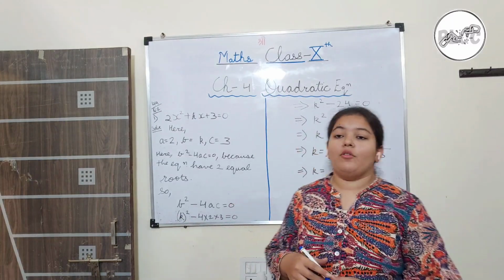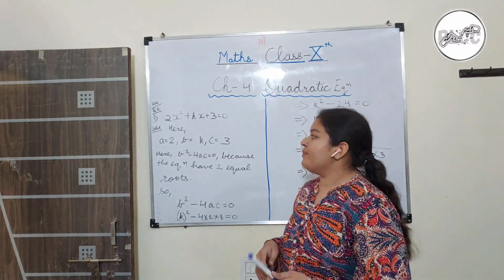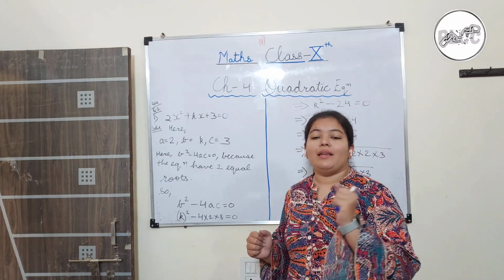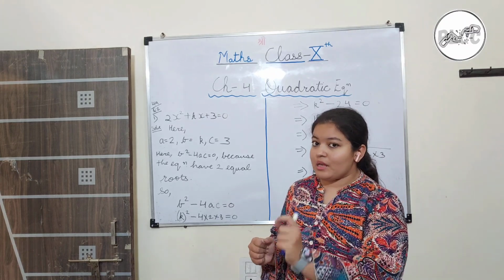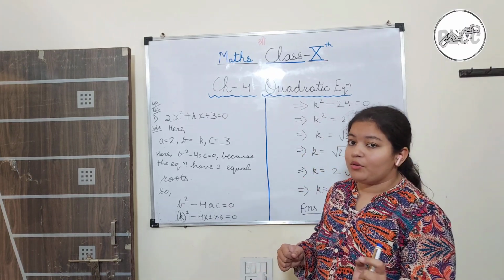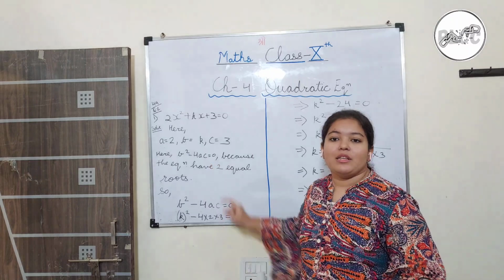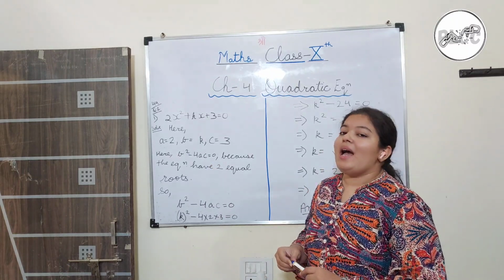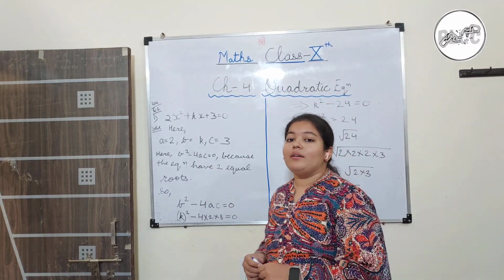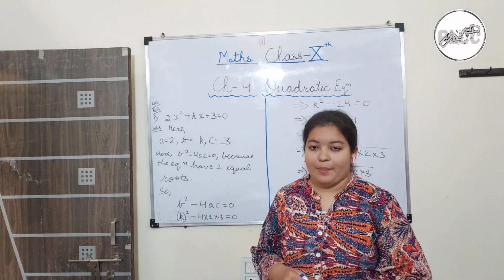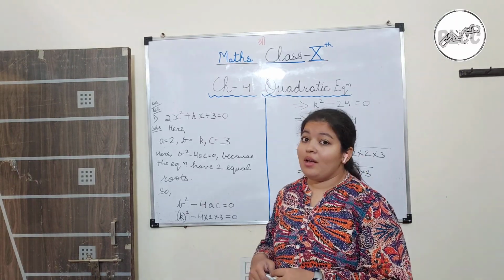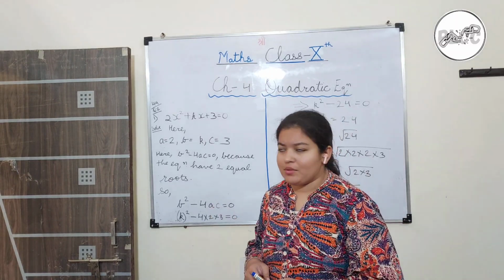So here is the second question of the last exercise, and its first part. In the question they have given that the equation has equal roots, and if the equation has equal roots, we know that b square minus 4ac will be equal to 0. There's a coefficient which is k, and we have to find the value of k. K here is not a variable, in case students get confused.